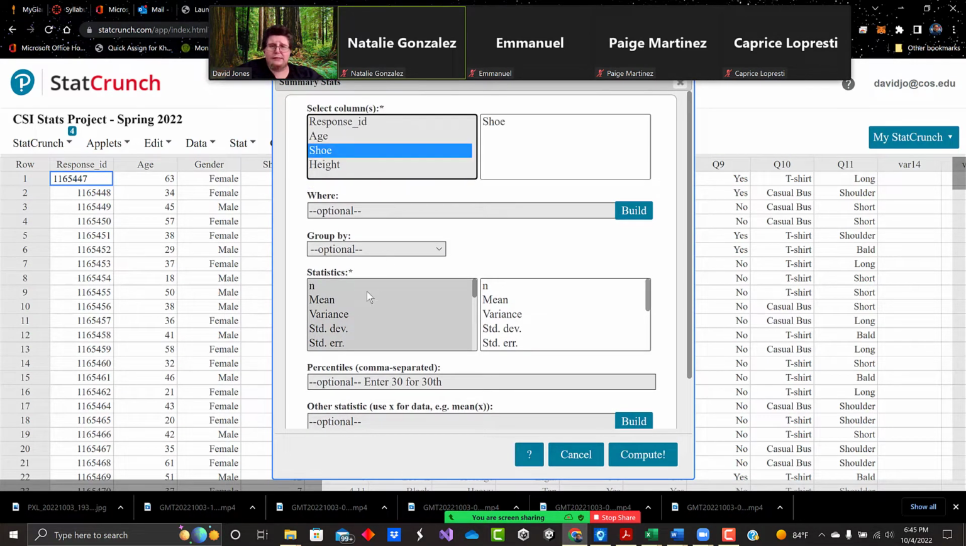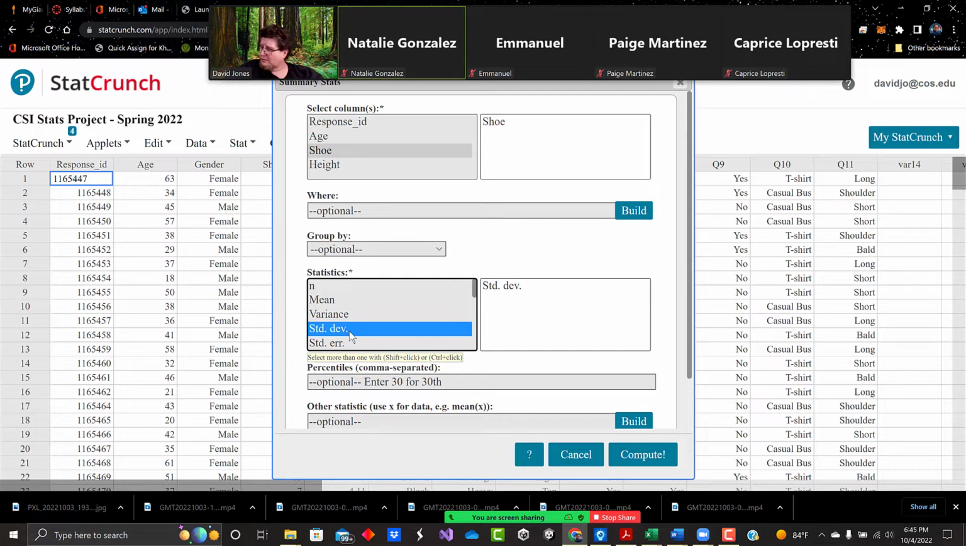Let's do shoe again. So we've got n, which is the total number of entries. Mean is what we expect, the average. Variance is the square of standard deviation. We'll touch more on variance later. Standard deviation is the one for population or samples. Sorry, samples. Nope. Yeah, samples.